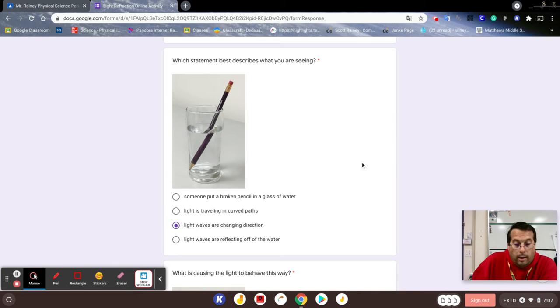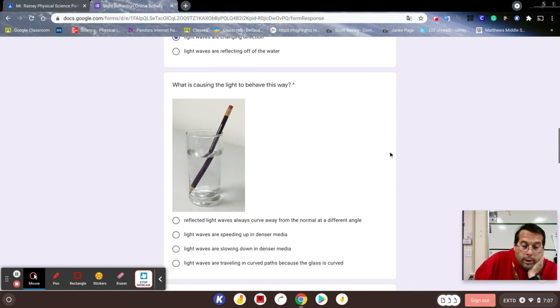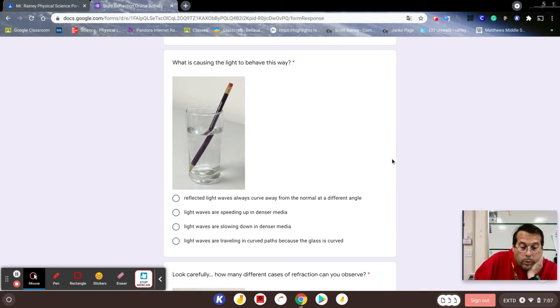I'm sorry. Again, this is not mine, so I have to sometimes try and put my head in the understanding of the teacher who writes this. So yeah, light waves are changing direction because that's why they're bending. That is that refraction. What is causing light to bend that way? Our waves are slowing down in the denser medium.